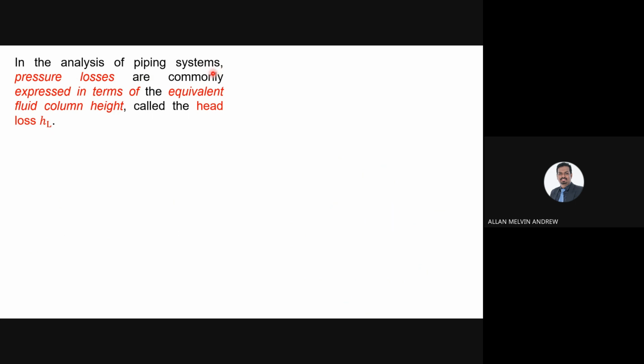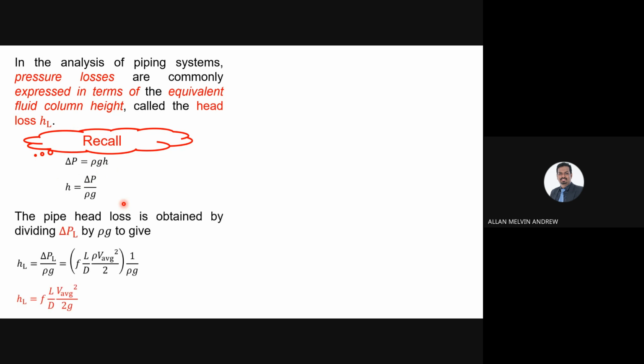In the analysis of piping systems, pressure losses are commonly expressed in terms of equivalent fluid column height, called the head loss, or H L. So it is also related to the pressure drop. We know the pressure change is rho g h. So for h, we just bring rho and g down, and we get this formula. From here we can change the initial formula that we calculated earlier. At the end, the head loss can be calculated using this formula. You just solve it and you will get f L over D, V average squared over 2g. The density will not be counted inside because it cancels out.